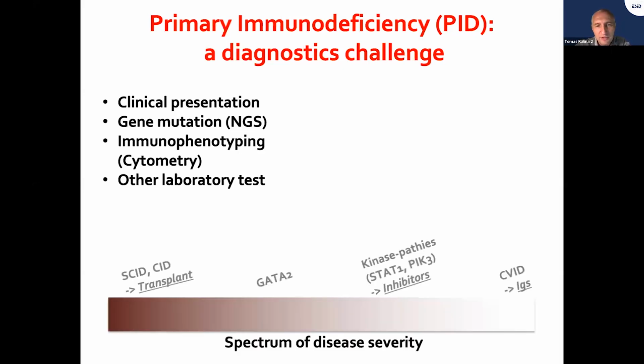What is a bit challenging is also that the spectrum of disease severity is very variable, from emergency cases like SCID, where we need to make the diagnosis as soon as possible and proceed to the transplantation that is life-saving, to other milder immunodeficiencies where the diagnostic procedure is not needed in a matter of days, and the patient has a variable and sometimes not that severe presentation.